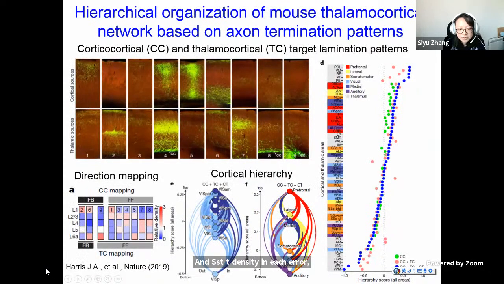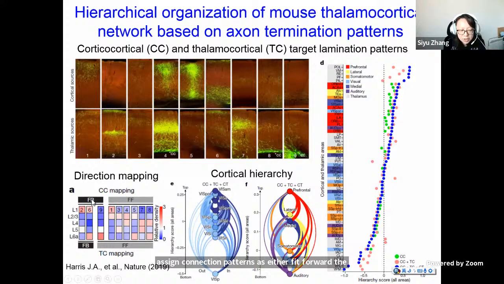And Allen Institute has done a series of nice work on this topic. Based on the axon termination patterns of cortico-cortical (CC) and cortico-thalamic (TC) target lamina patterns, they expanded the hierarchical organization to all the cortical and thalamic areas. First, they collected the axon termination patterns of more than 1,000 tracer experiments. These are the patterns of CC inputs and TC inputs. Then they quantified the projection strengths by cortical layers, performed unsupervised hierarchical clustering, and found 9 common patterns. Finally, they built a model to assign connection patterns as either feedforward, bottom-up, or feedback, top-down.